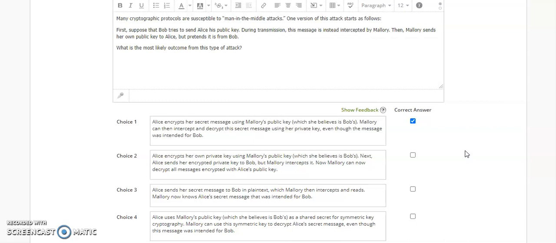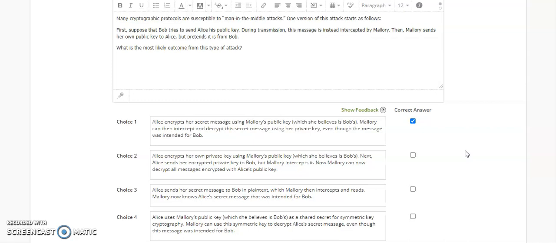You are trying to send a message to Bob, and so what you do is you grab onto Bob's public key. And what happens now, I think this is backwards. Suppose Bob tries to send Alice his public key. So Bob is trying to say, Alice, here's my public key. Can you please encrypt your message and send it to me?